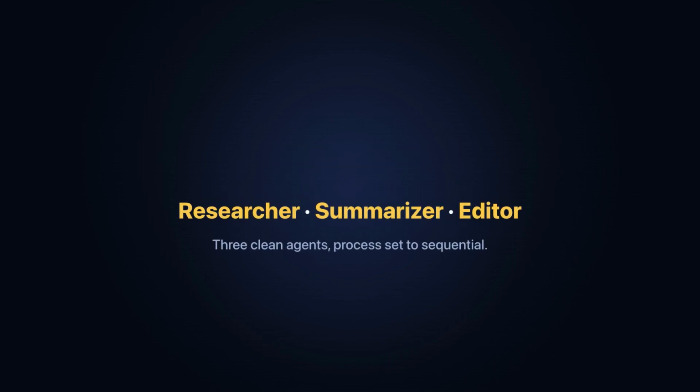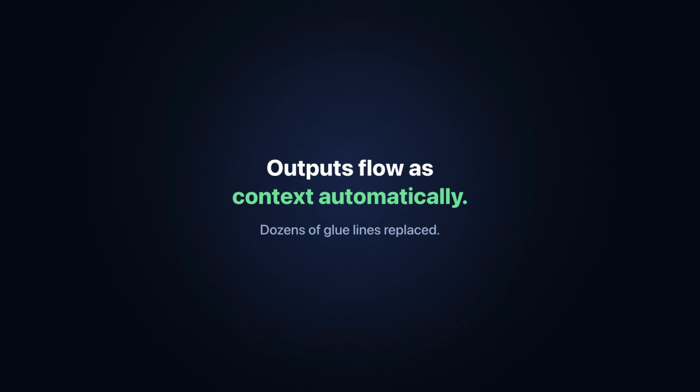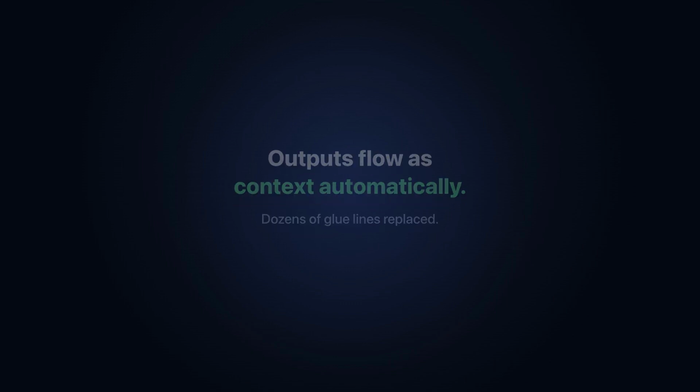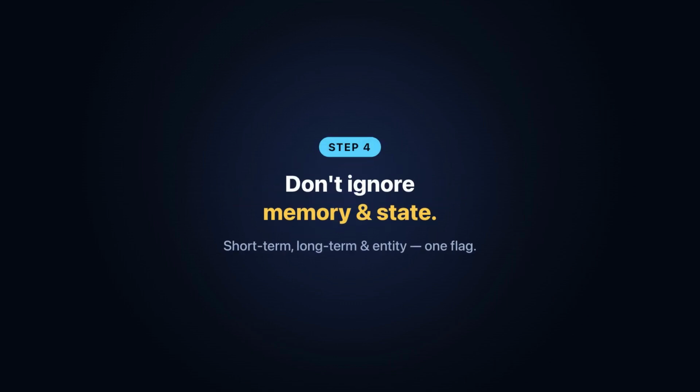Don't ignore memory and state, though, because this trips up real production systems. LangChain gives you explicit memory objects you attach to chains. CrewAI handles memory at the crew level with short-term, long-term, and entity memory you enable with a single flag. If your old system relied on a custom conversation buffer or a vector store for history, map that intentionally. Decide whether CrewAI's built-in memory is sufficient or whether you need to plug your existing vector database in as a tool instead.